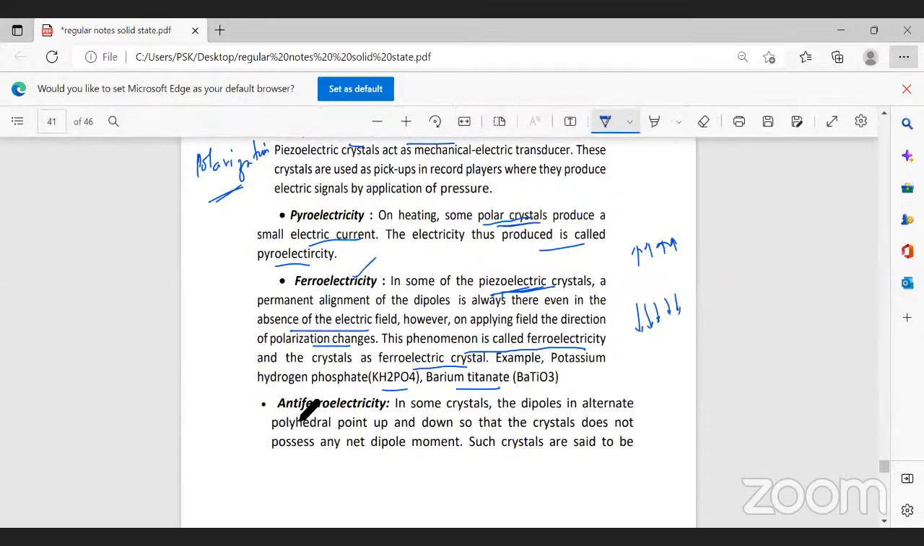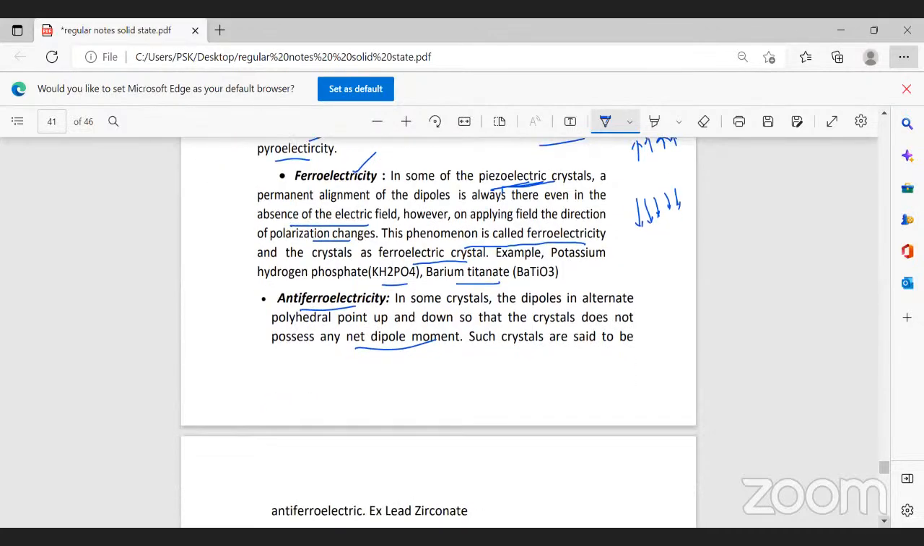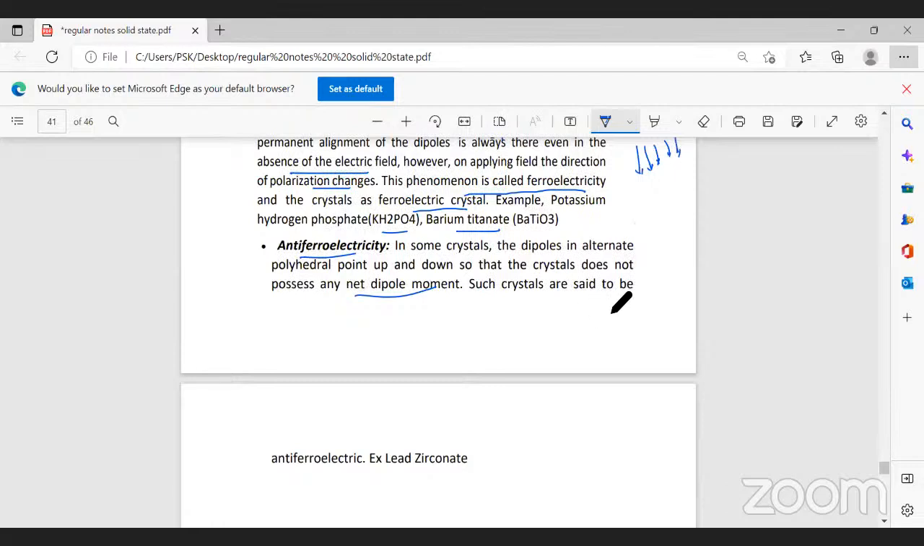The next is anti-ferroelectricity. In some crystals, the dipoles in alternate polyhedra point up and down so that the crystal does not possess any net dipole moment. In anti-ferroelectricity, they will not have any net dipole moment. They will not conduct electricity. Such crystals are said to be anti-ferroelectric.